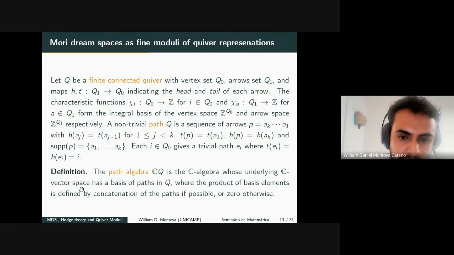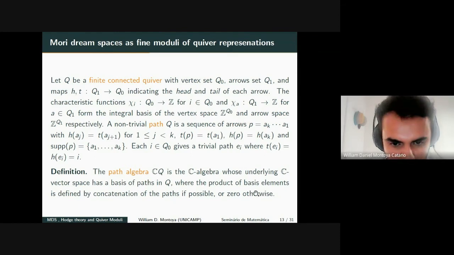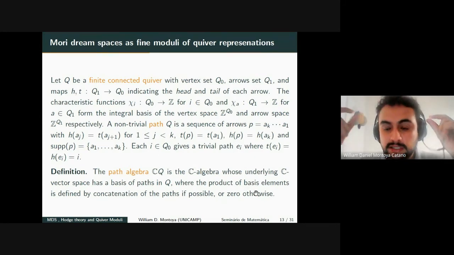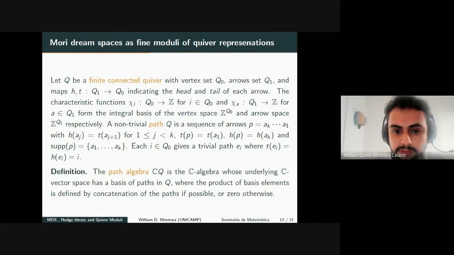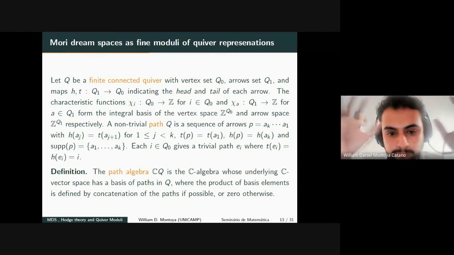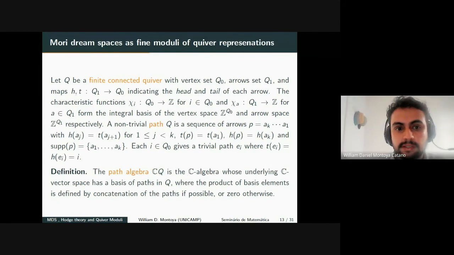These are going to be a vector space, and then to give it the structure of an algebra, the multiplication is concatenation. If the head and the tail of the paths you want to multiply coincide, you just concatenate, and otherwise you just put 0. So the path algebra considers all the possible paths you can construct from a finite connected quiver.